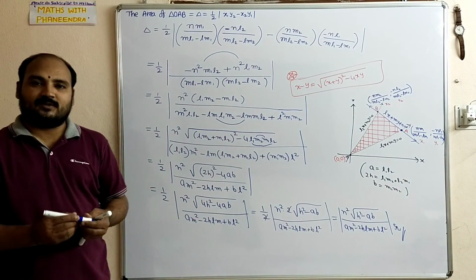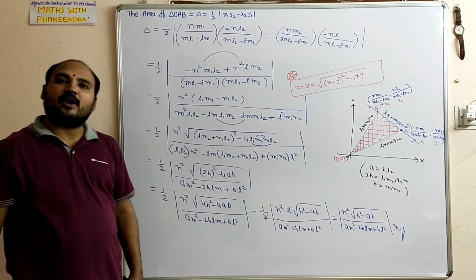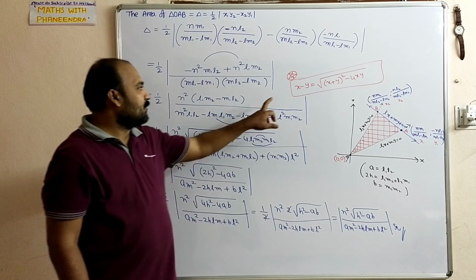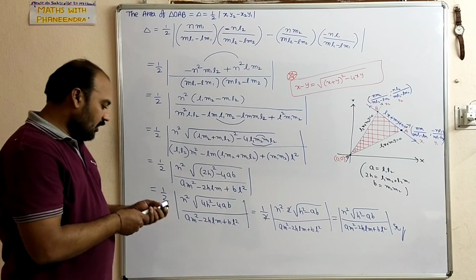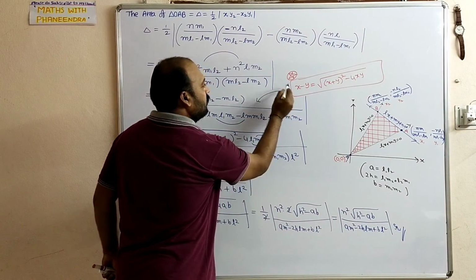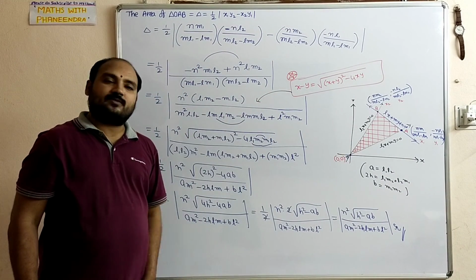Hence proved. This is the way you have to find the area of the triangle formed by the pair of lines and the line. This step is the turning step here. I already gave a mark here. This is the turning step. You keep it. Concentrate on this step, dear students.